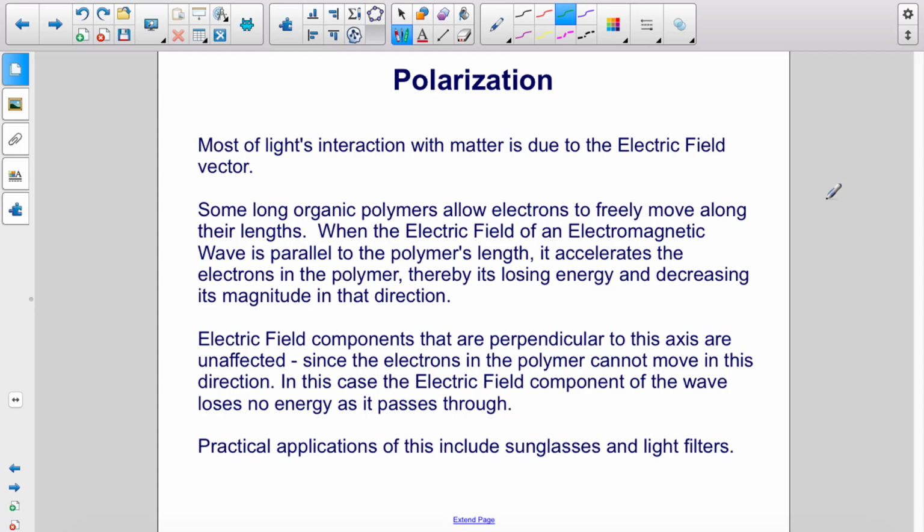Some long organic polymers allow electrons to freely move along their lengths. When the electric field of an electromagnetic wave is parallel to the polymer's length, it accelerates the electrons in the polymer. Thereby, it's losing energy and decreasing its magnitude in that direction. Electric field components that are perpendicular to this axis are unaffected, since the electrons in the polymer cannot move in this direction. In this case, the electric field component of the wave loses no energy as it passes through. Practical applications of this include sunglasses and light filters.